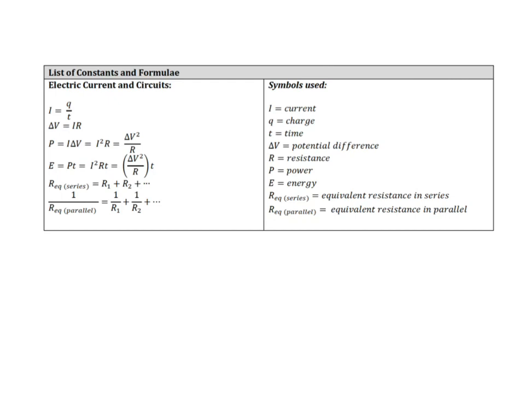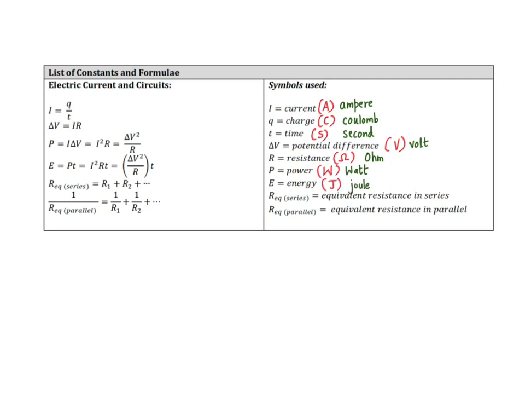We'll just quickly go through the units for each physical quantity. So I is for current, its unit is A, which is ampere. Q is for charge, whose unit is coulomb, represented by capital C. Time is in seconds. Potential difference is in volts. The unit for resistance is ohm. The unit for power is watts, and unit for energy is joules.